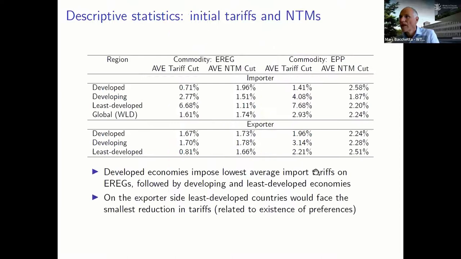Now turning to initial tariffs and NTMs. In this table, we see that developed economies impose the lowest average import tariff on EREGs, followed by developing and least developed economies. That's the tariff they impose on their imports. On the exporter side, least developed countries would face the smallest reduction in tariffs, because of the existence of preferences.